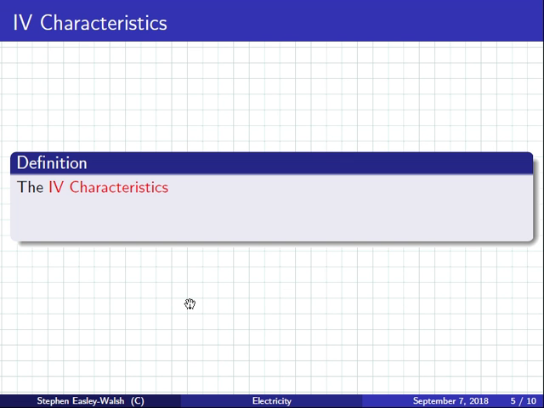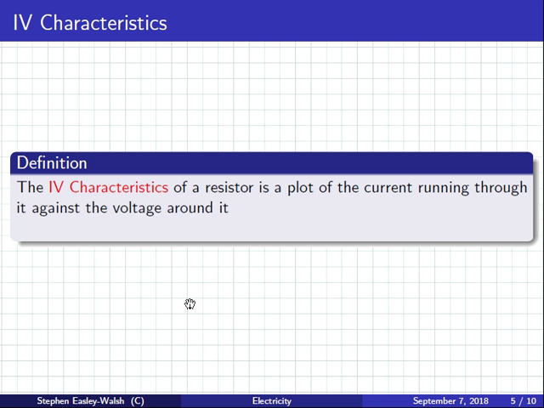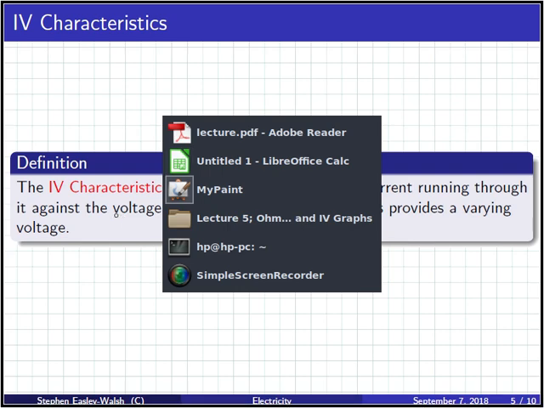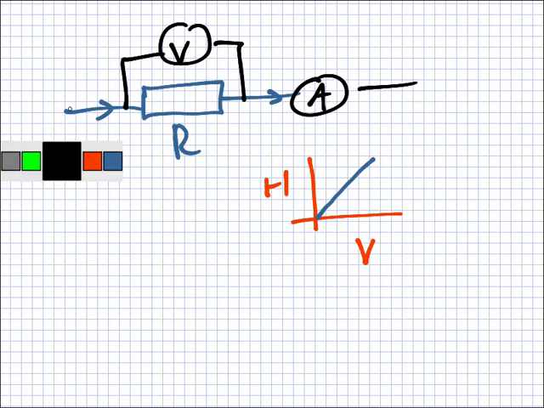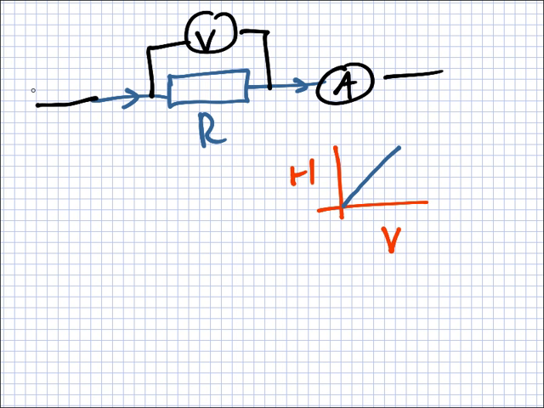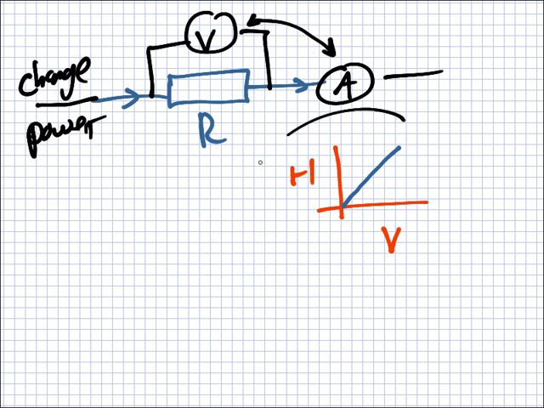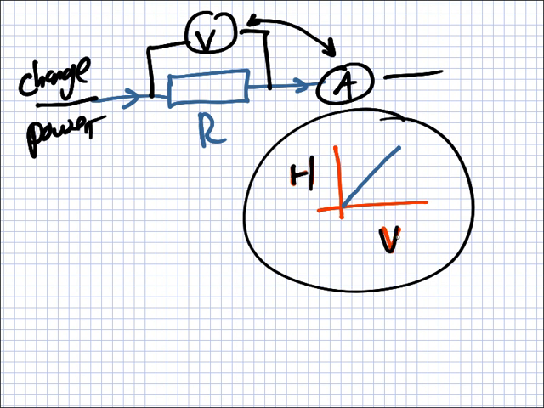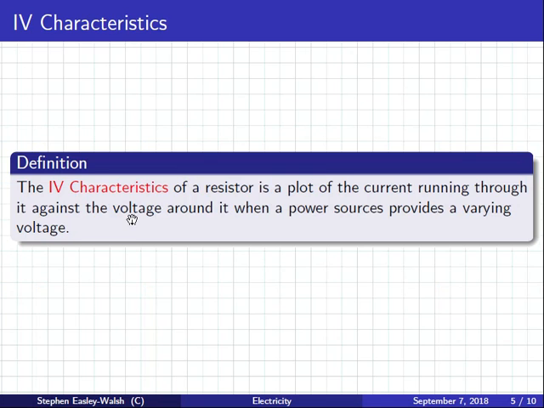So, another name for this graph is the IV characteristics of a resistor. And it's just a plot of the current against the voltage when the power source provides a varying voltage. So what that means is, if you connect this to something and you change the power here, you'll get different current and different voltage. This plot of current and voltage is called the IV characteristics.